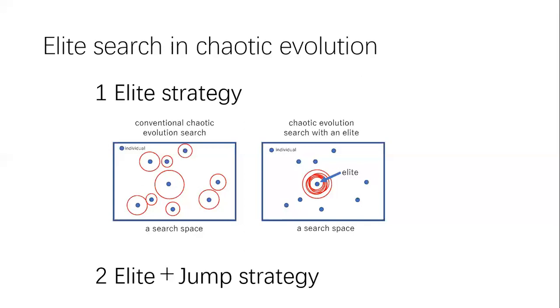So we design a jump strategy. That means we apply this elite strategy not every generation, but once every several generations. This is the jump strategy. So we evaluate these two strategies: first, the elite strategy, and second, the elite plus jump strategy, to evaluate our proposal and check its performance. Now let's see some results.